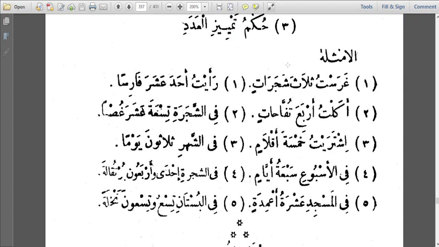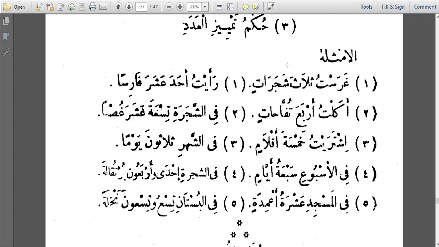First, if the thing is masculine, the number should be feminine. How does the number become feminine? By giving the number ta marbuta. So if I want to count boys, awlad, walad is masculine. If the boys are 5, I will say khamsatu awladin. Pay attention to the fact that I've given the number ta marbuta, khamsatu awladin. I'm saying khamsatu because the awlad that I'm counting are masculine. In the ruling of numbers, that is how it goes. When you are counting from 3 to 10 and the thing you are counting is masculine, make the number feminine. If the thing you are counting is feminine, make the number masculine.